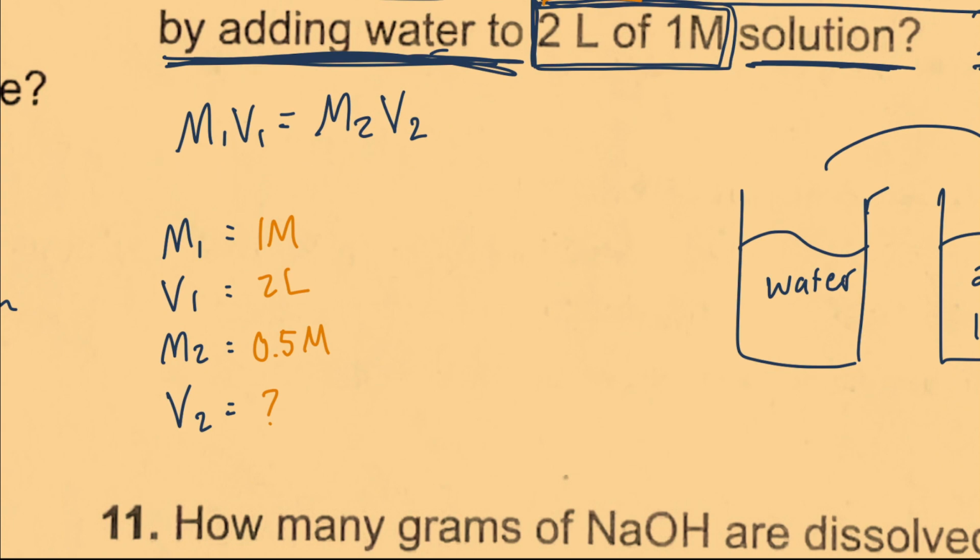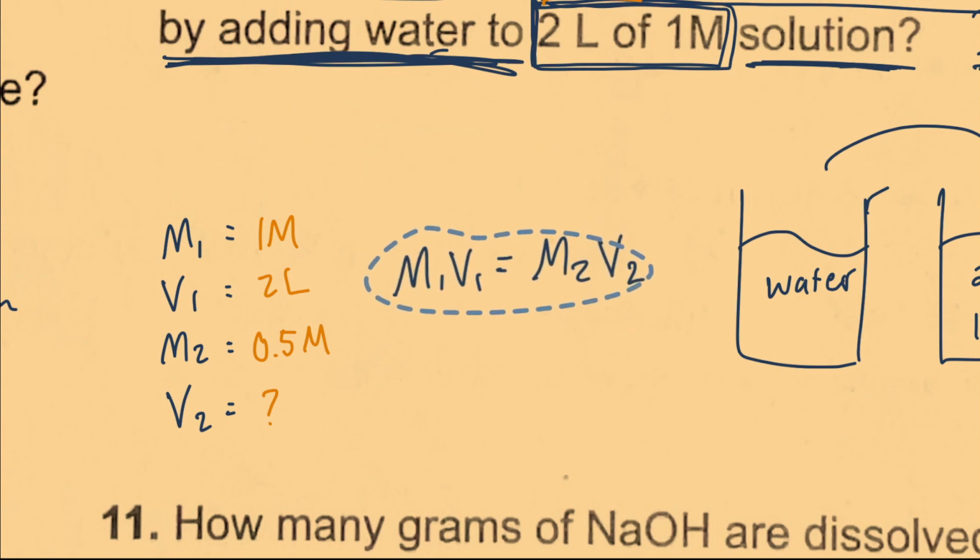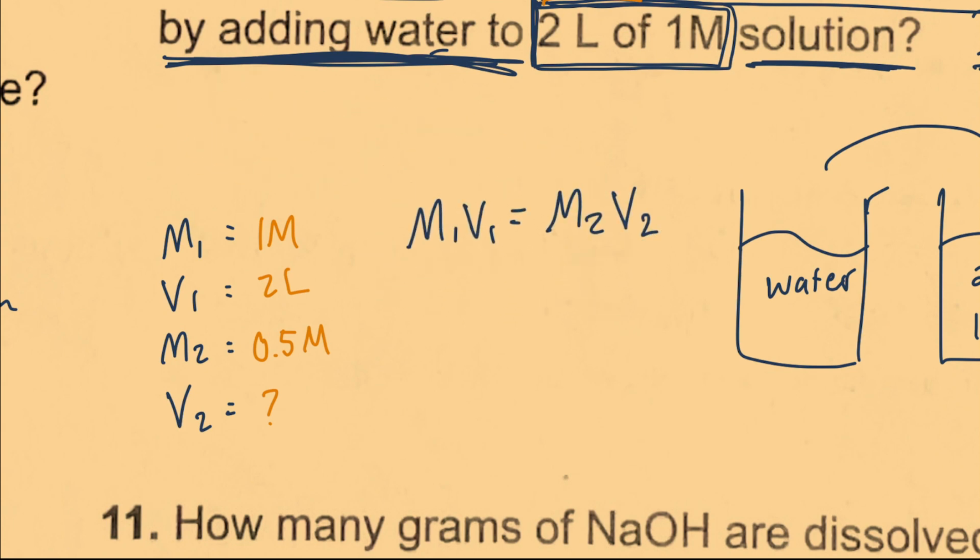So what we're going to do is take our formula here and rearrange it to solve for V2. The way that we do that is we can divide both sides by M2. And you can see that that lets us cancel them on this side, so then the V2 is by itself. And now we can just plug in numbers because we already know what all of these numbers are.